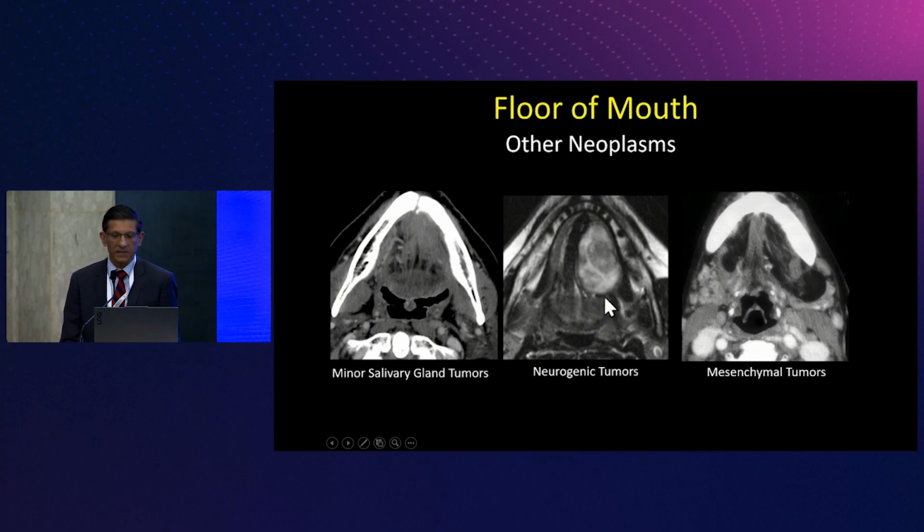I can't tell the difference. I actually thought this was going to be squamous cell carcinoma, and it turned out to be a neurofibroma. On the other hand, I saw another case that looked just like this that I thought was going to be a neurofibroma. It turned out to be squamous cell carcinoma. So it's really, really hard to separate it. But this one I did get right.